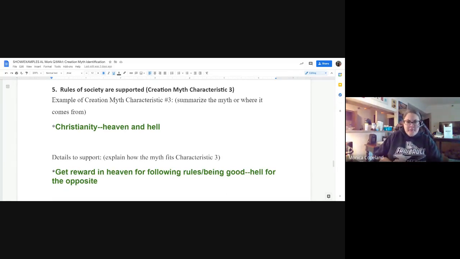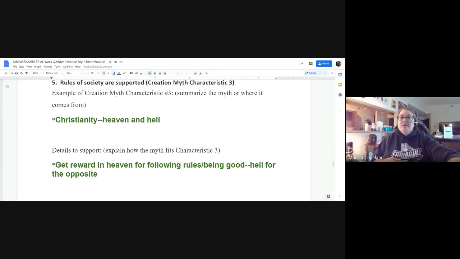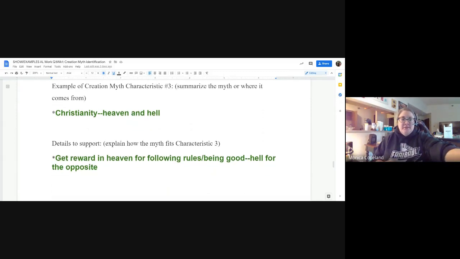All right, so number 5 is creation myth characteristic 3. Rules of society are supported. So this is that one that's about punishment and reward. I picked Christianity for my example, heaven and hell, and then details to support. How do I know that that's rules of society? Again, that idea of punishment and reward. You get a reward in heaven for following the rules, or your reward is heaven. And then being good, according to this myth, hell for the opposite. So if you're bad, you go to hell. If you're good, you go to heaven, according to the Christian creation myth.